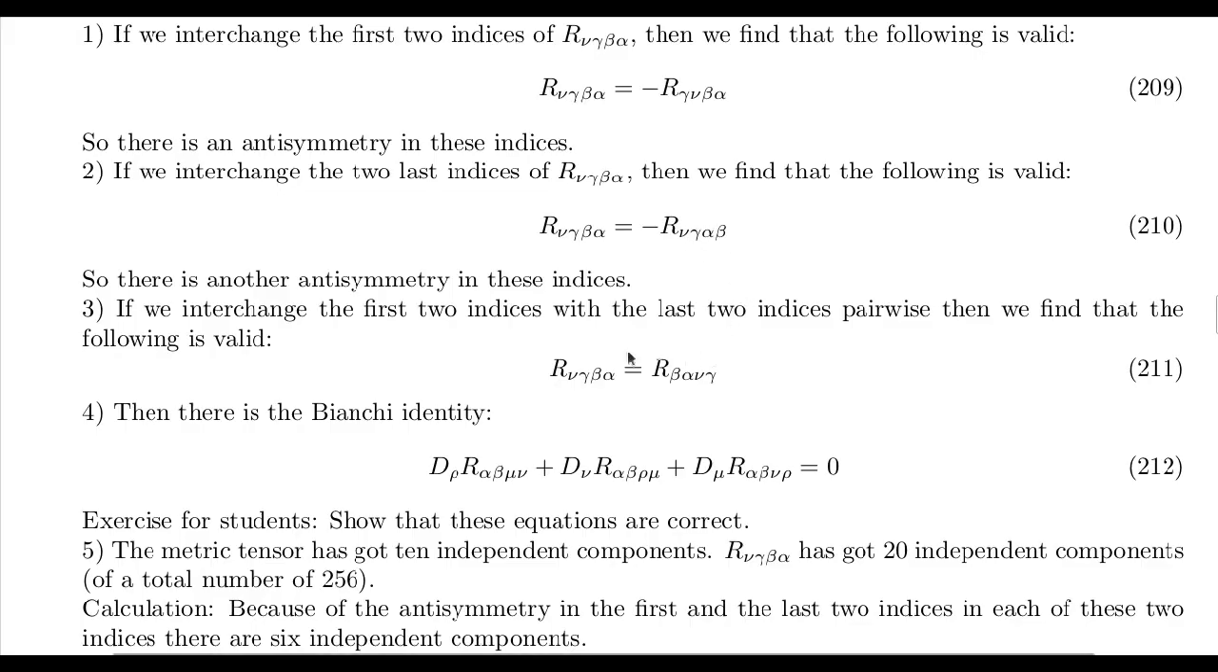And then if we interchange the first two and the last two pairwise, here 211, then we would see there is a normal symmetry. And then there is an additional condition for the Riemannian curvature tensor. It is called the Bianchi identity. If we write down here the sum of 3 covariant derivatives, then we have as a result 0.